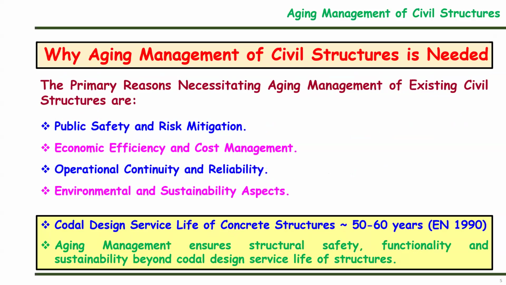Now, there are four primary reasons why aging management of existing civil structures is required. Number one is public safety and the mitigation of risk. Number two, economic efficiency and cost management. Number three, operational continuity and reliability. And number four, environmental and sustainability aspects. So these four reasons I'll be discussing subsequently in my slides.